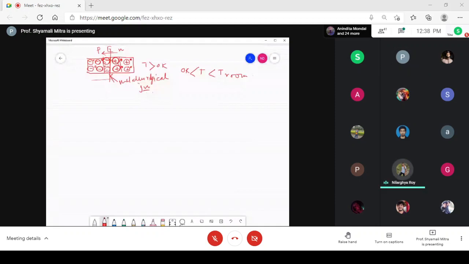Yes, ma'am. The direction of the electric field will be from P to N, ma'am. Why?